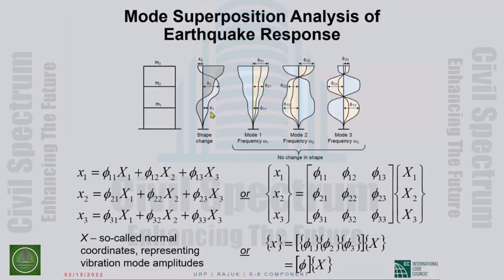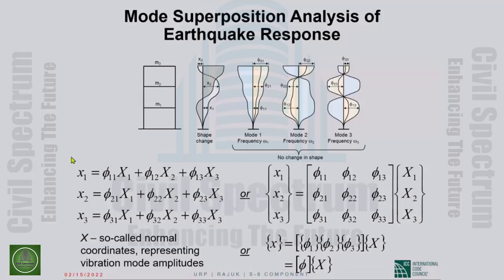So x1, this displacement, is phi11 times a multiplier plus phi12 times a multiplier plus phi13 times a multiplier. X2, the displacement at level 2, likewise is phi21, okay? The modal amplitude at the second floor level when it is the first mode deformation, multiplied by the same X1 as before, phi22 multiplied now by the same X2 as before, and phi23 multiplied by the same X3 as before. Similarly, x3 can be expressed as phi31 times X1, phi32 times X2 plus phi33 times X3.